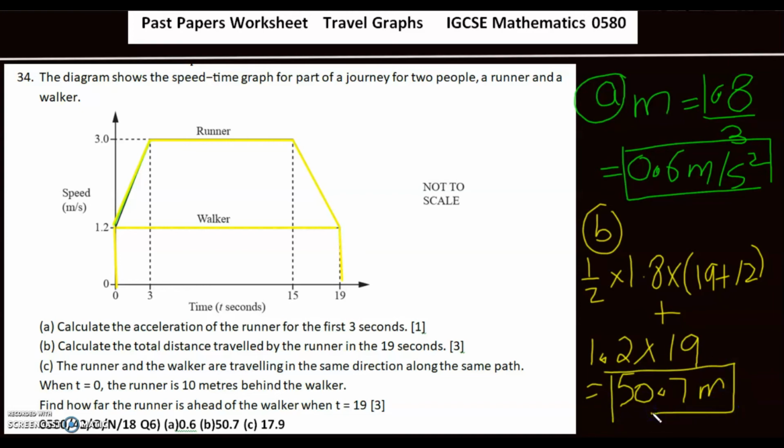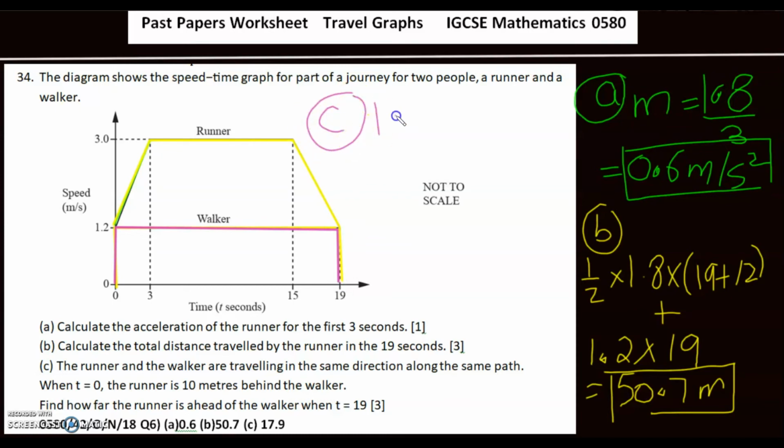Part C, the runner and the walker are traveling in the same direction along the same path. When time is equals to 0, the runner is 10 meters behind the walker. Find how far the runner is ahead of the walker when time is equals to 19. Okay, so for part C, we first have to find the area or the distance covered by the walker, which is the area under this rectangle, which we've already found in part B.